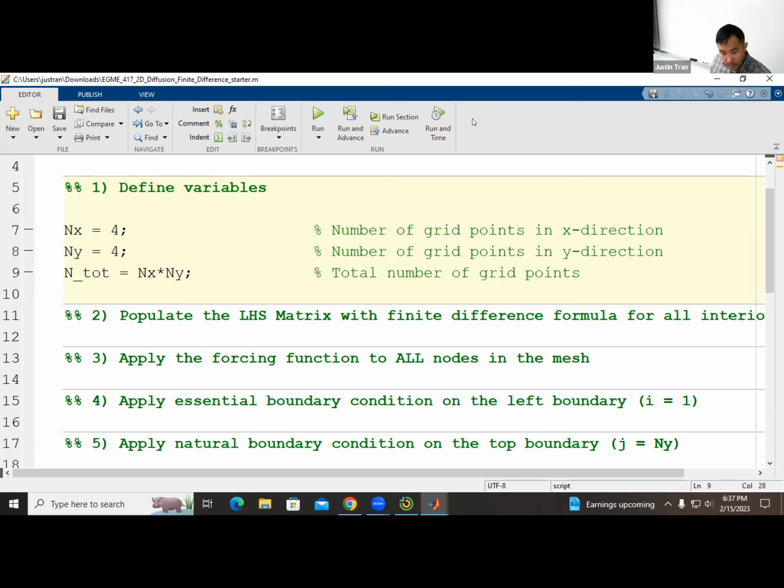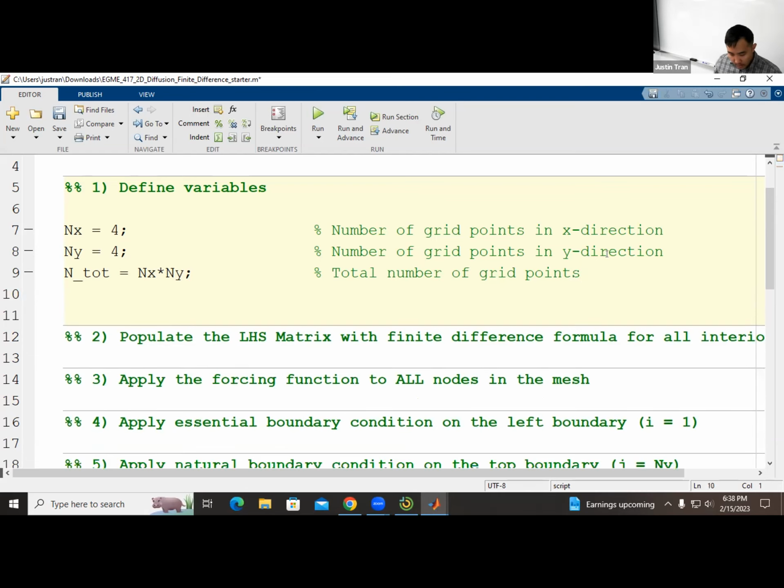Okay. In the first section here, I call this section define variables. Usually in this section, I like to define all the important problem parameters for the problem. You can see here I have a few variables already defined. I have nx and ny. For now, we're setting nx and ny equal to 4. Okay, but there's a few more things that we can define here as well.